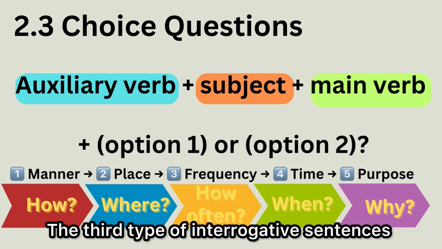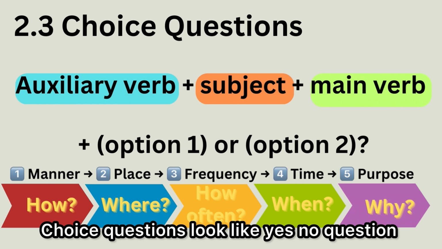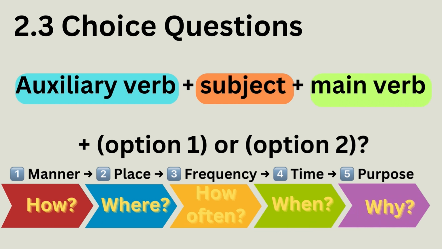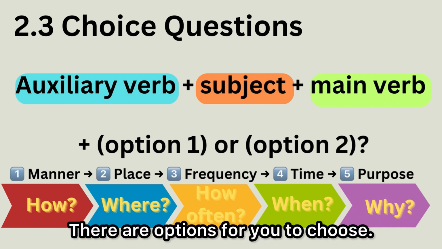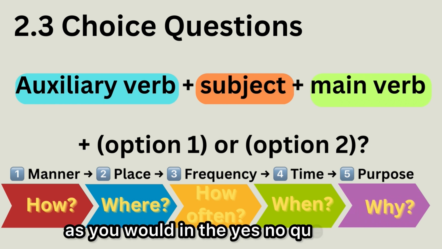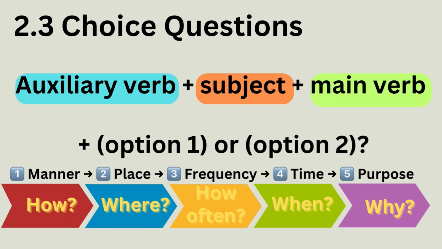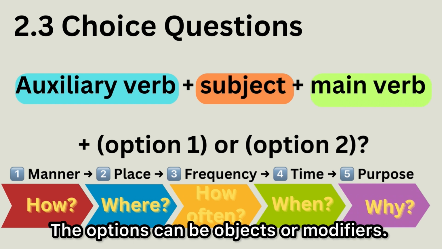The third type of interrogative sentences is the choice question. Choice questions look like yes-no questions, but with the word or. There are options for you to choose. You will not answer yes or no, as you would in the yes-no questions. But your answer will be a declarative sentence stating the option you choose. The options can be objects or modifiers.